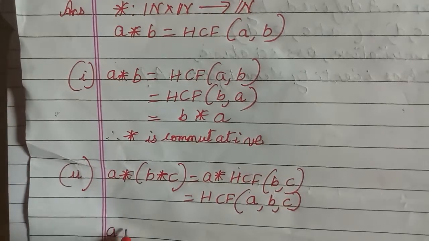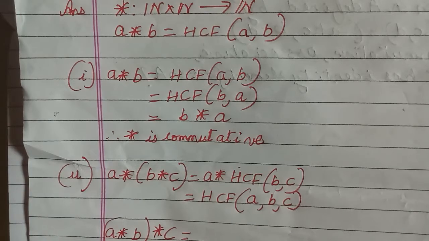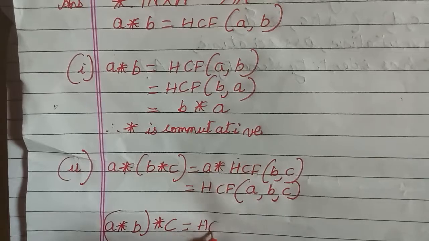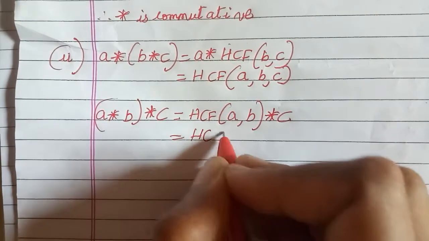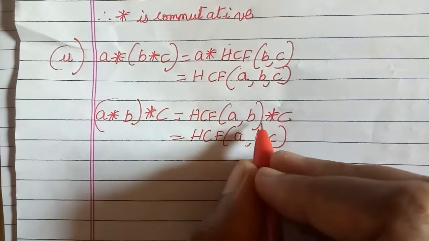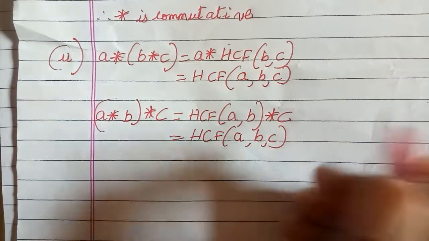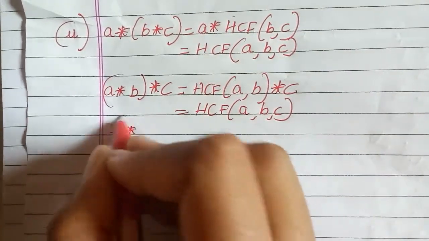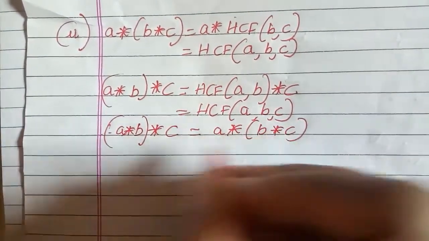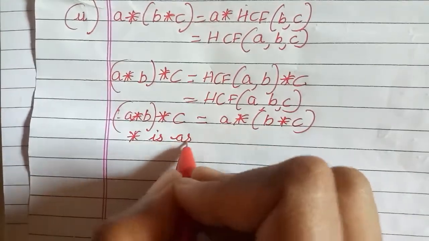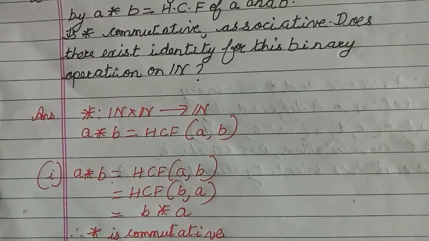Now, similarly, A star B with C. What will it be? It will be again HCF of A and B with C. In short, it is HCF of A, B and C, because its answer again will be a natural number and we are going to do it with C. So it is equivalent to finding the HCF of all three numbers. So again I can see that A star B star C is equal to A star B star C. So I can say that my binary operation star is associative. Is that clear?